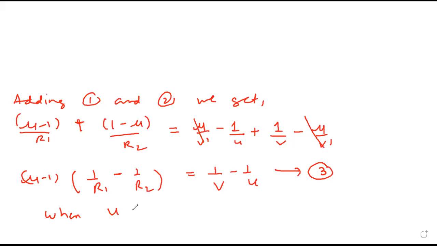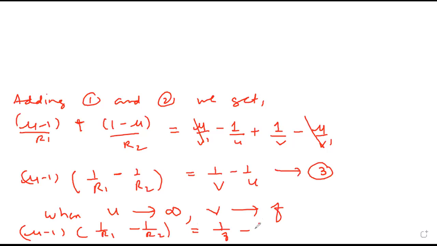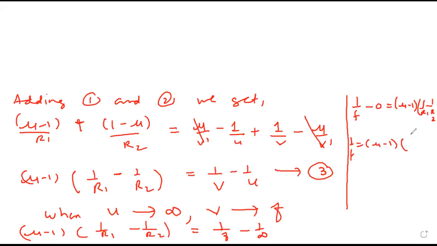When object tends to infinity, where will the image tend to be? Focus. So when object is at infinite distance, image will come to focus. And it is the opposite also: when object is at focus, image is at infinity. So we can say mu minus 1 into 1 upon R1 minus 1 upon R2 is 1 upon F minus 1 upon infinity. What is 1 upon infinity? Is it 0? Yes, sir. So this will become 1 upon F minus 0. So 1 upon F is mu minus 1 into 1 upon R1 minus 1 upon R2.